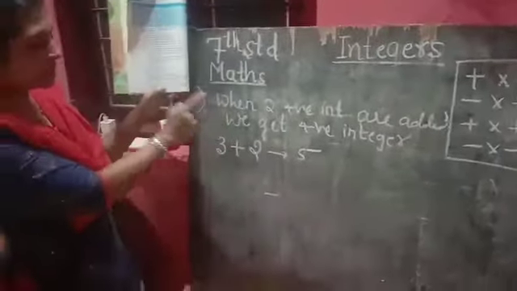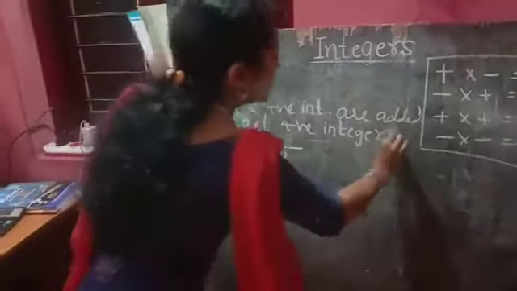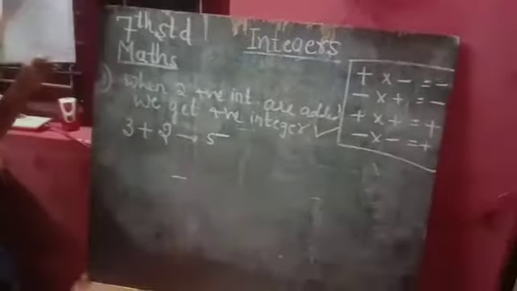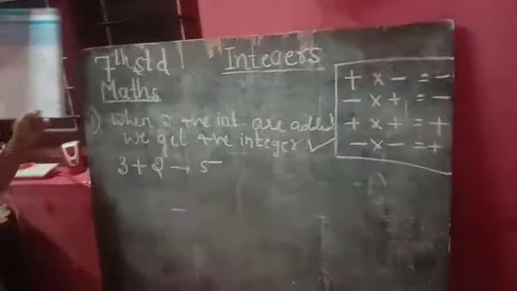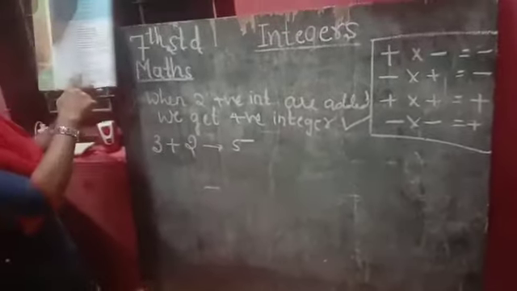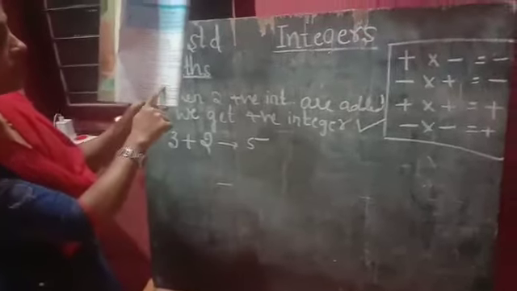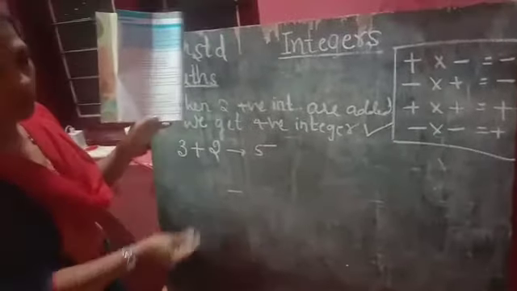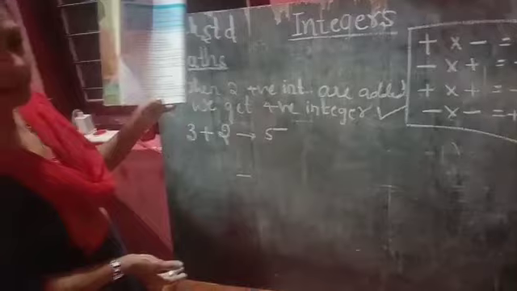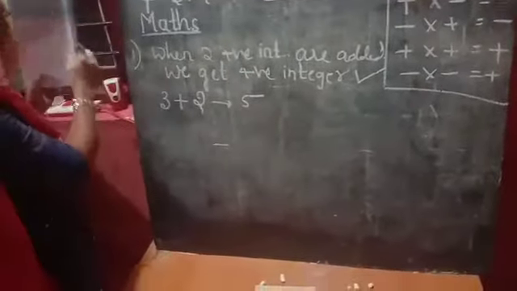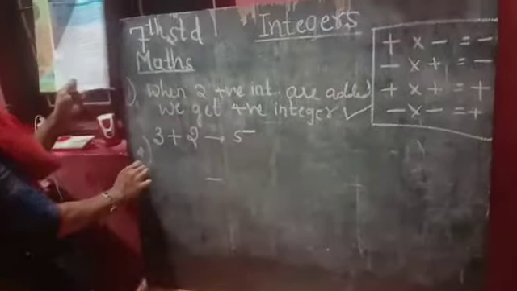The first statement is correct. Whenever we add two positive integers, the answer is positive only. Plus 56 and 73, the answer is 129. 113 plus 82, the answer is 195.